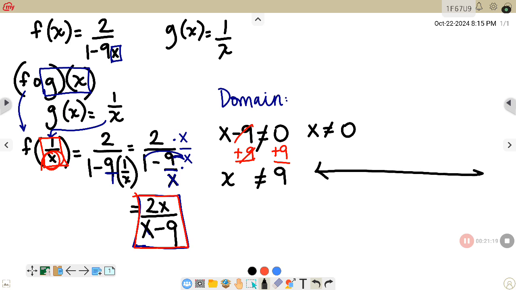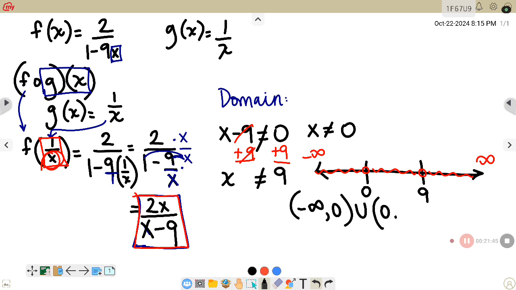Let's look at what this looks like in interval notation. I'm going to put both restrictions on my number line in the order that they come, which would be 0 first, and then 9. And then here's your 3 intervals: negative infinity to 0 in union with 0 to 9 in union with 9 to infinity.